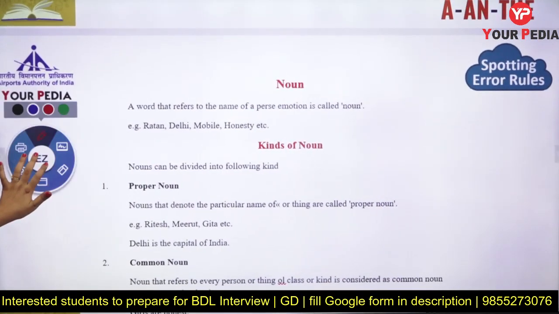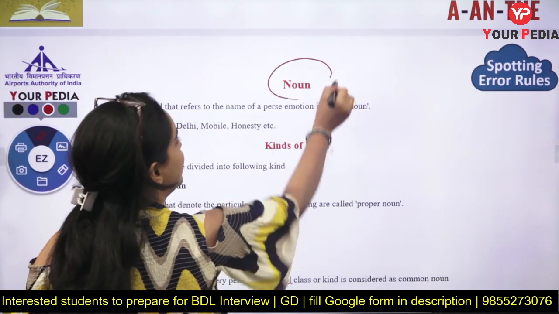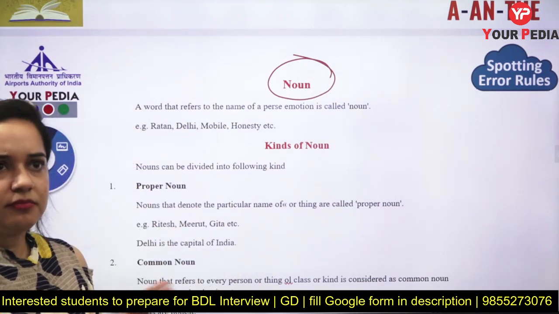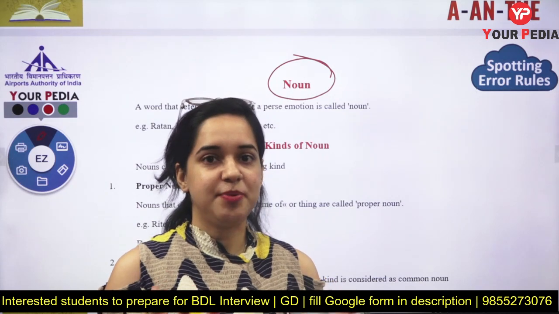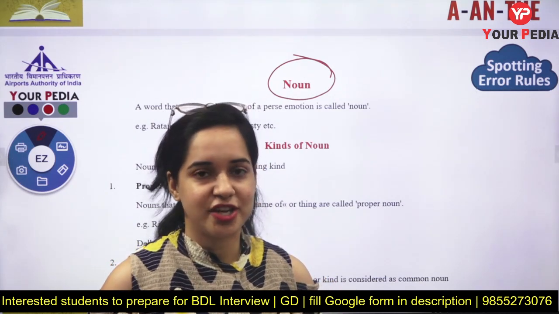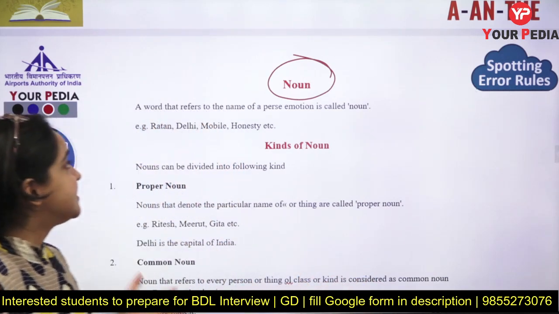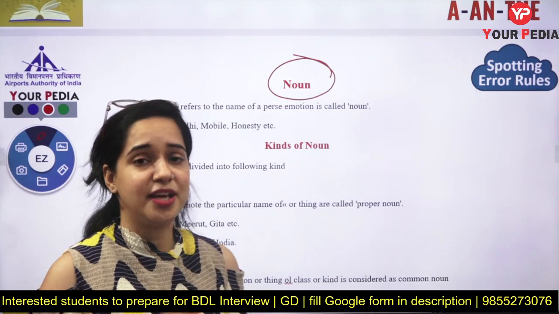Before I start with the next portion, let's talk about what you mean by nouns. You remember what you mean by noun? We have done it in our junior classes. What was a noun? What did we say? If we talk about any person, place, any person or place, then a noun is simply that which refers to the name of a person, place, thing, emotion.